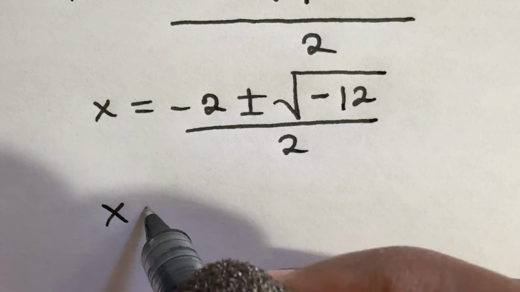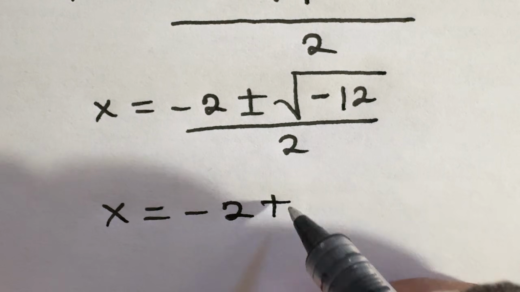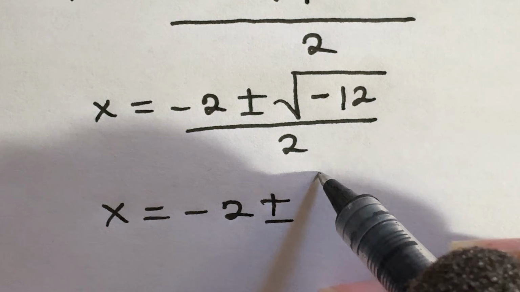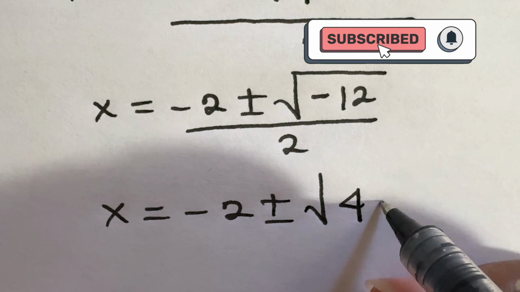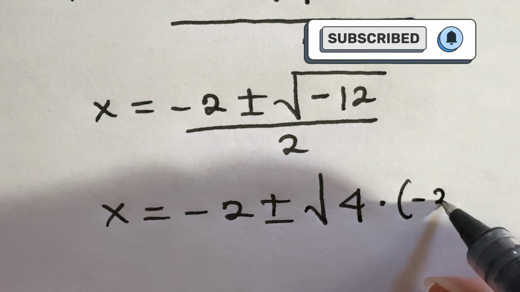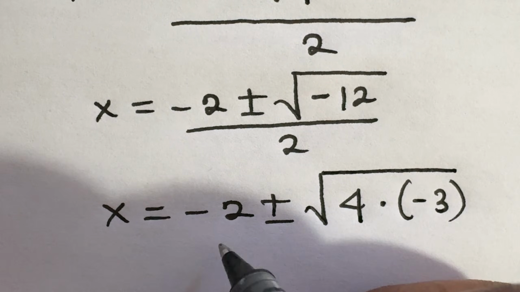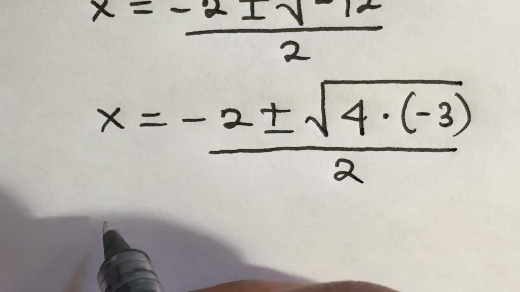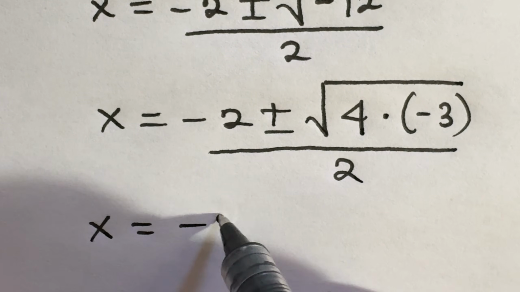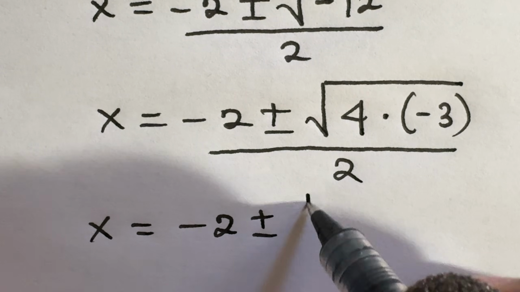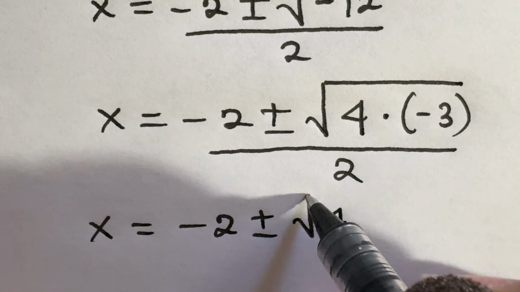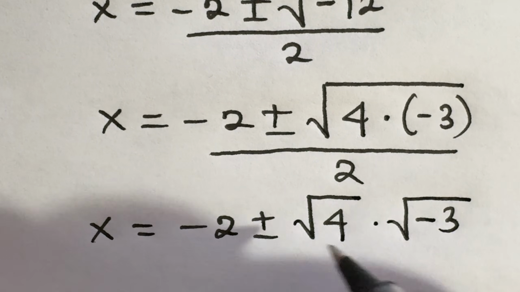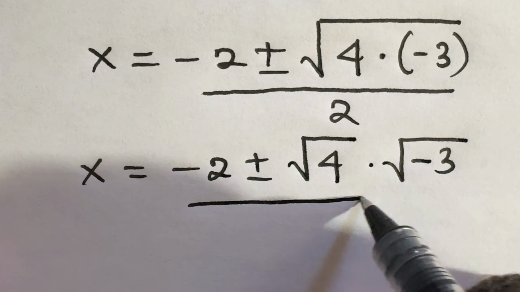So we get x is equal to negative 2 plus or minus the square root of negative 12. Here 12 is 4 times 3, so we can write this as the square root of 4 times negative 3, square root of that, all divided by 2. Then we write this as x is equal to negative 2 plus or minus. Let's separate this radical, so we have the square root of 4 times the square root of negative 3, divided by 2.